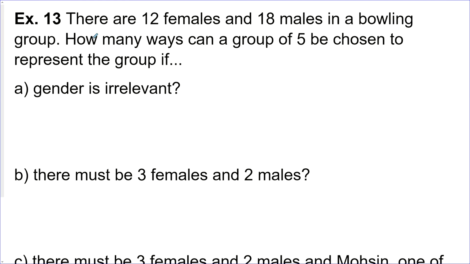Let's practice this with this example. There are 12 females and 18 males in a bowling group. How many ways can a group of 5 be chosen to represent the group if gender is irrelevant? So first of all, we would have 30 people to choose from. This is a combination because once you're in the group, you're in. There's no specific roles mentioned. And we want 5 to be in the group. So this would be 142,506.